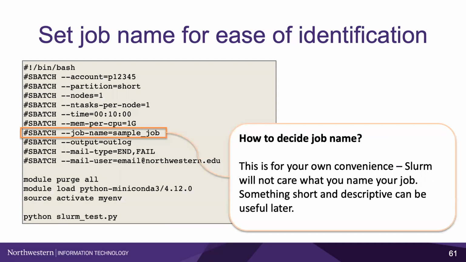All right, so let's go back to our example script. Next up is the job name Slurm directive. This is where you can set a descriptive name for your job, mainly for ease of identification. Slurm does not really care what you name your job. It doesn't even require you to name your job, but I found for myself that setting the job name to something short and descriptive can be useful later when you are searching through the past jobs that you submitted and trying to identify which one was which.